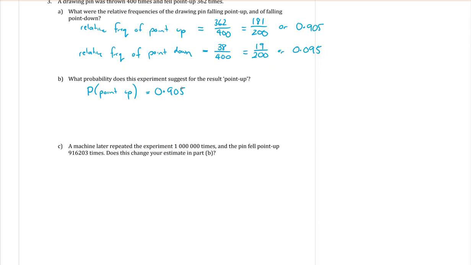Okay, so that's the kind of thing that it's saying there. What probability does this suggest for a point up? And a little bit of a discussion there that with only 400 trials we can't really be confident in that third decimal place. We would need to do more trials to really have it to that kind of accuracy. So I'm going to write a little statement in there. But with only 400 trials, we cannot be confident with the third decimal place.